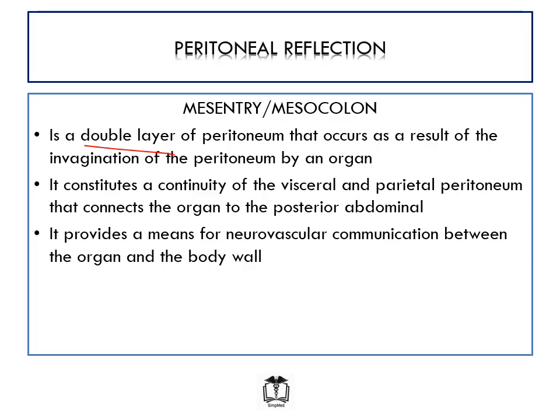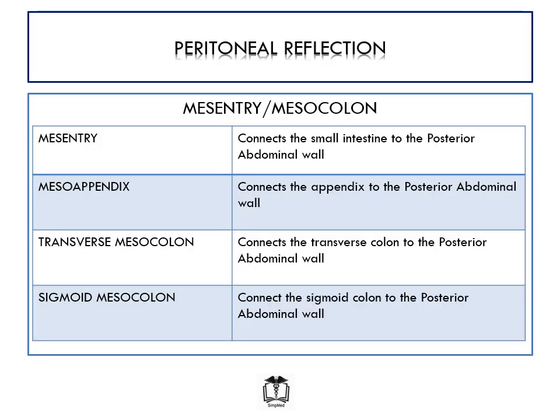The second function of the mesentery is to provide a means for neurovascular communication between the organ and the body wall. As a result, mesenteries tend to have a core of connective tissue that contains blood and lymphatic vessels, nerves, lymph nodes, and fat. Now, the different types of mesenteries that we need to know.